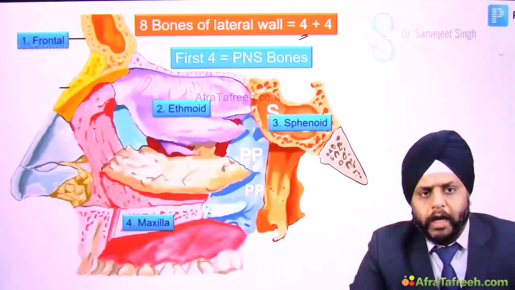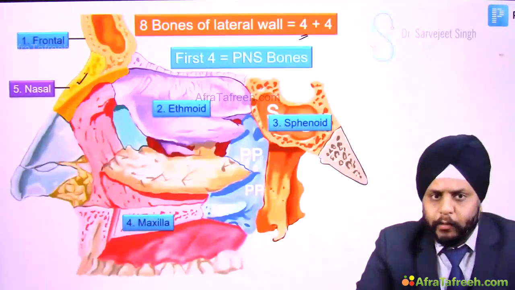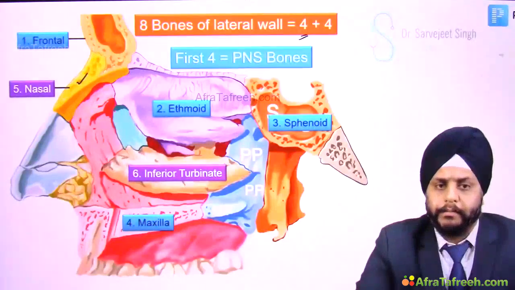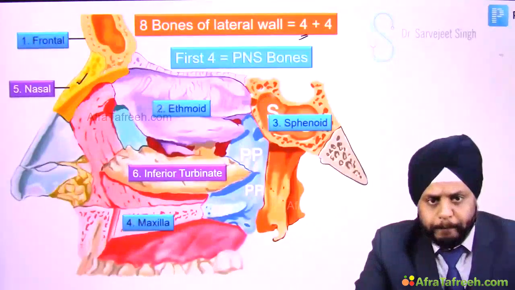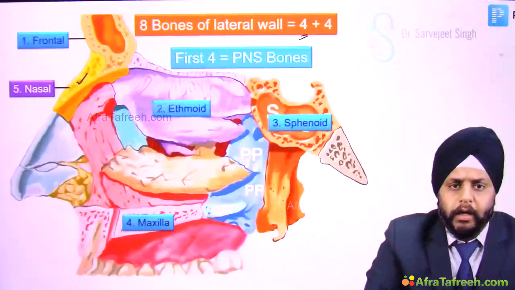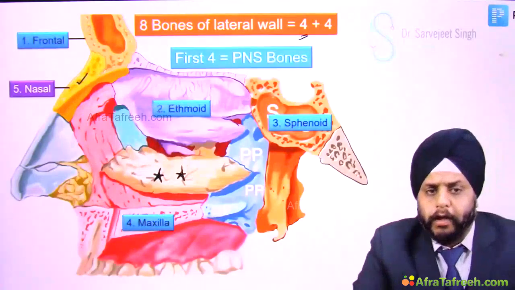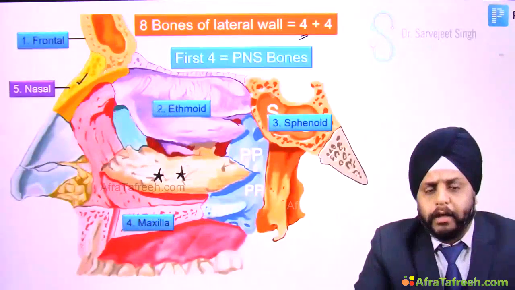The next four, we have the nasal bone. You can notice over here, we have the nasal bone. Number 6, we have the inferior turbinate. Now remember, important MCQ question. You can see in this diagram, this inferior turbinate is an individual bone. It is not a part of any bone. This question has been asked in the exam multiple times.